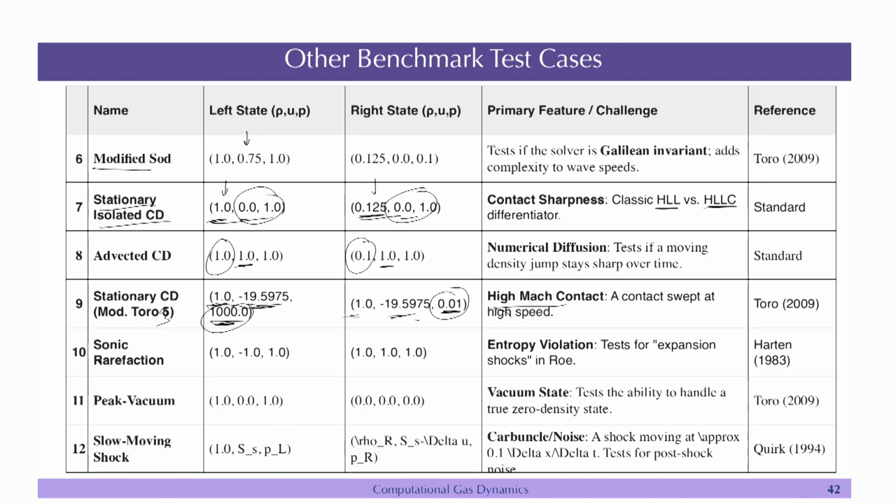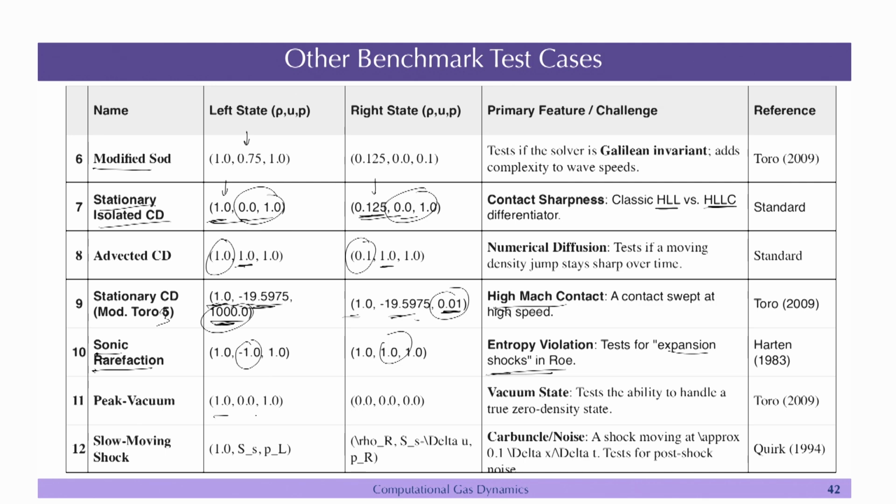Then we have this sonic rarefaction case. In this particular case you can have -1 and 1; earlier we had -2 and 2. This is again creating an expansion fan, and in this, if you do not use the entropy fix, you will get expansion shocks in the Roe solver.